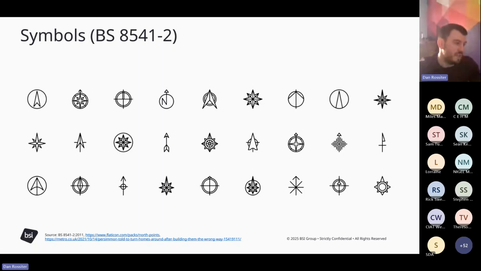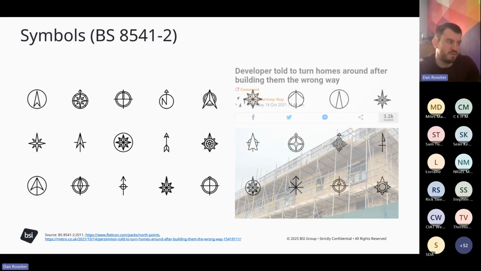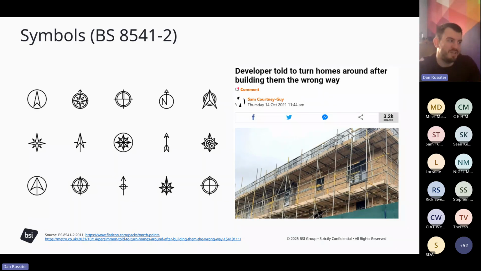And you might think it's silly, but something as simple as this can affect the way that projects run. What I found occasionally, I look for silly news stories on the internet about construction. This was one of my favorites. Back in 2021, a developer built a bunch of houses facing the wrong way, and they were told they had to then rebuild them. So if people can build houses facing in the wrong direction, giving them an unambiguous north point is certainly not going to help.